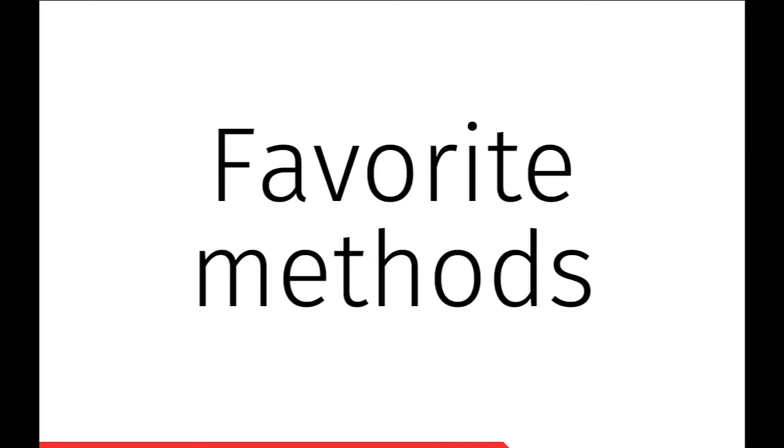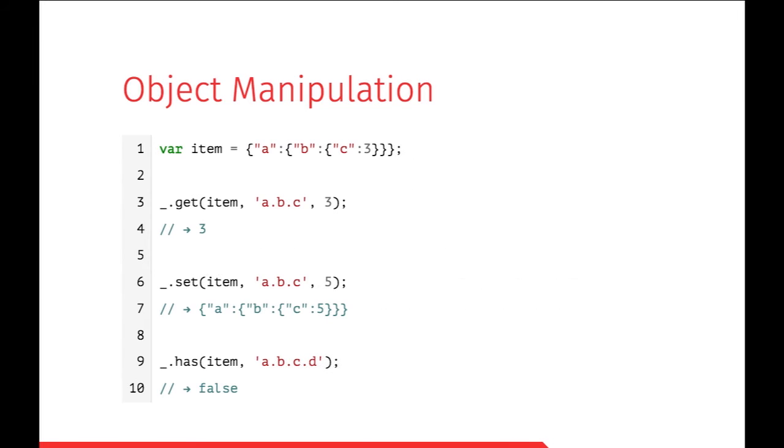And my other favorite methods in Lodash. Object manipulation, get and set. For example, we have a deeply nested value of C. It's A, B, C. And we don't know if it exists. So in the conventional way, we would have to check each level to see if it exists, and then try to fetch the value. Otherwise, a type error will be thrown and everything goes down the drain. And get method allows us to do just that in a simple dot notation. Plus, it allows us to set a default value.